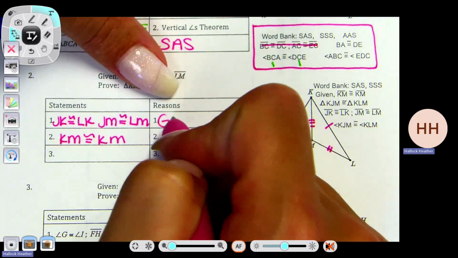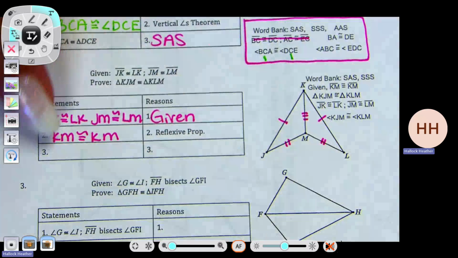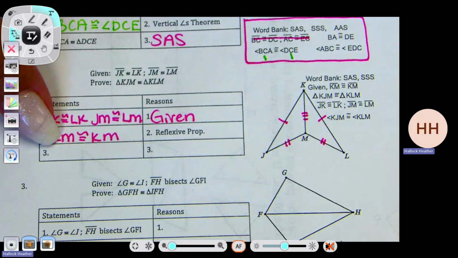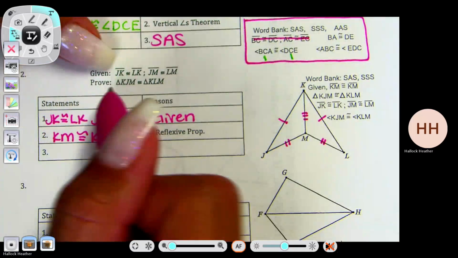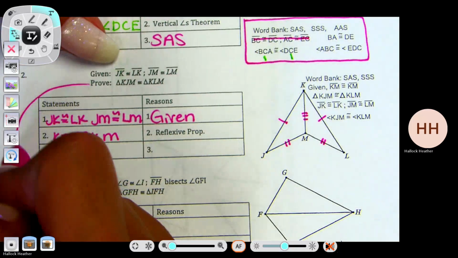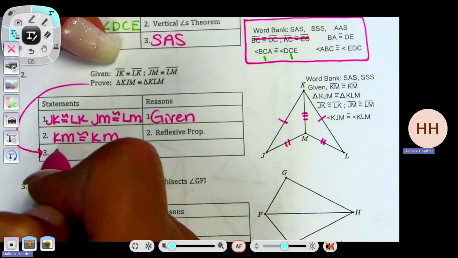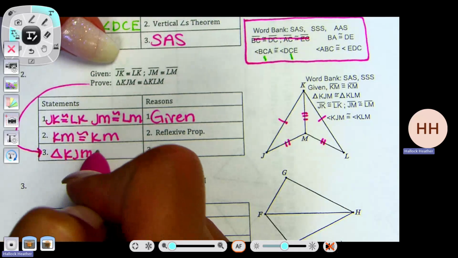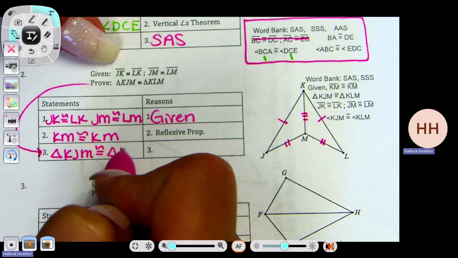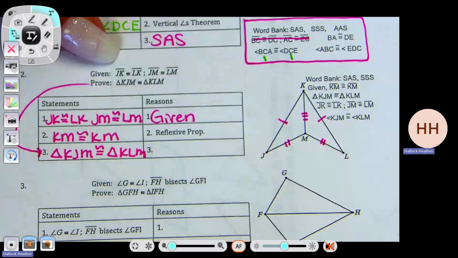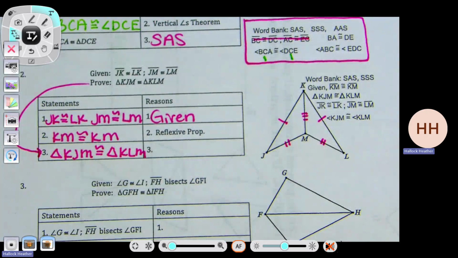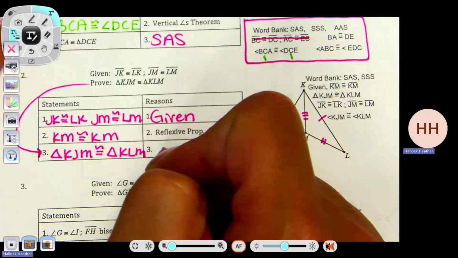Given. And now who has enough common sense to figure out what should be step 3 for my statement? Perfect. What you're trying to prove. So triangle KJM is congruent to triangle KLM. So it's the triangles. Once you have your markings, if you don't have your markings, you're not going to be able to figure out the whole point of it. So what theorem would that be? SSS.